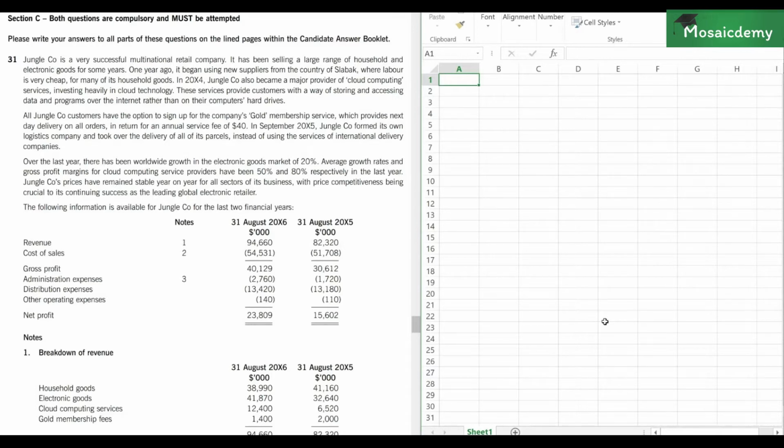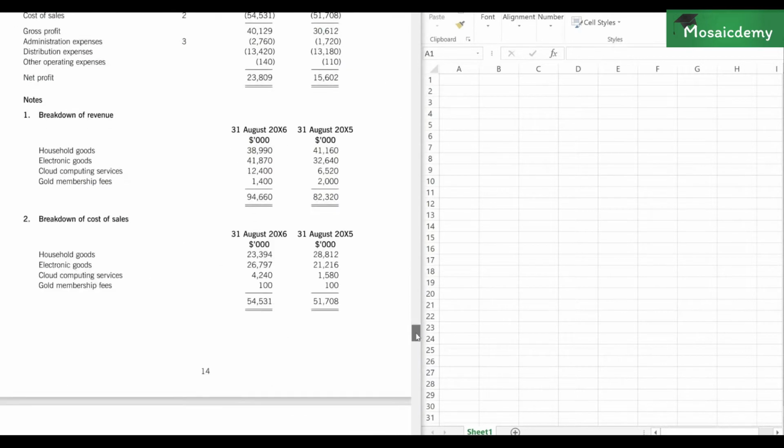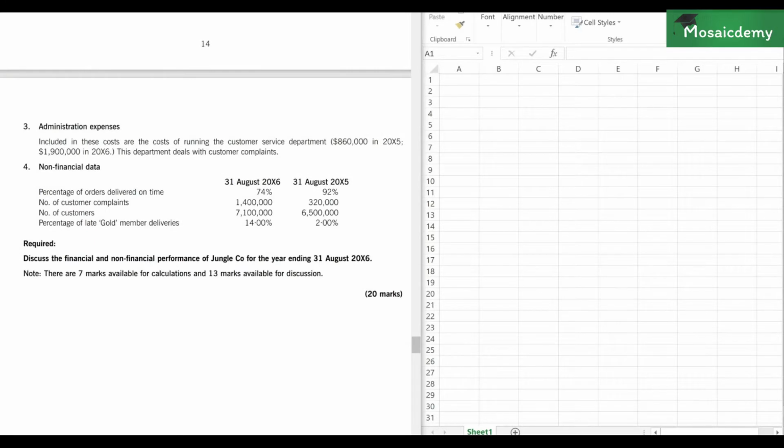Basically, they'll give you a case scenario for a company with all this information up here with some financial details down below, and they'll ask you in the requirement to analyze the company. So as always, let's start by going through the requirement. It says, required, discuss the financial and non-financial performance of Jungle Co for the year ended 31st August 2016. Note, there are 7 marks for calculations and 13 marks available for discussion for the total of the 20 marks. So that's it, that's the requirement.